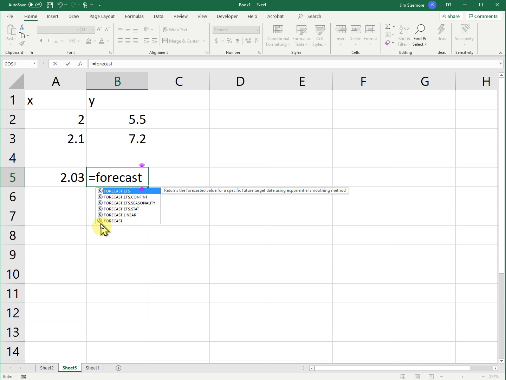You'll notice the little yellow triangle down here. It means Microsoft is going to get rid of it. They're going to replace it with forecast.linear. I don't know why they do that. They make things more complicated. Okay.